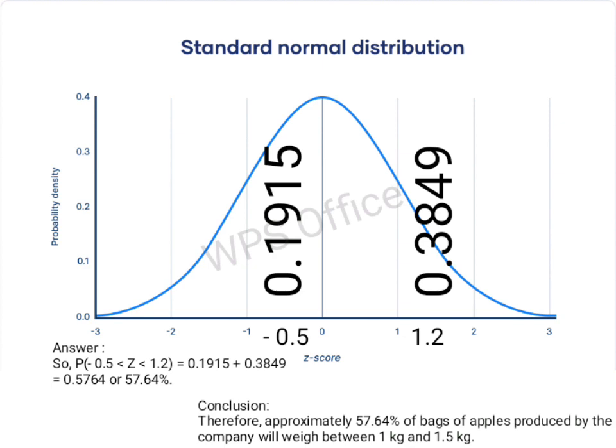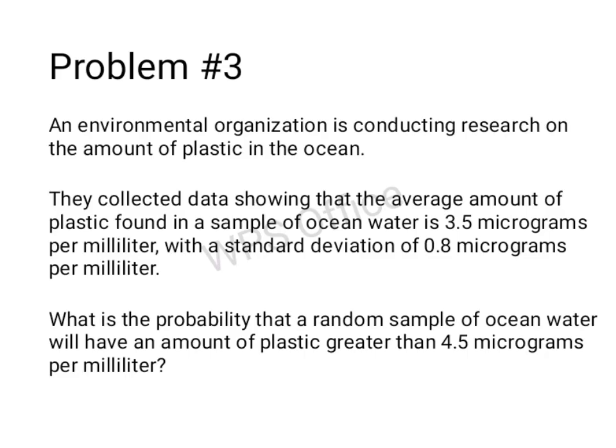Going to problem number 3. An environmental organization is conducting research on the amount of plastic in the ocean. They collected data showing that the average amount of plastic found in the sample of ocean water is 3.5 micrograms per milliliter, with a standard deviation of 0.8 micrograms per milliliter. What is the probability that a random sample of ocean water will have an amount of plastic greater than 4.5 micrograms per milliliter?